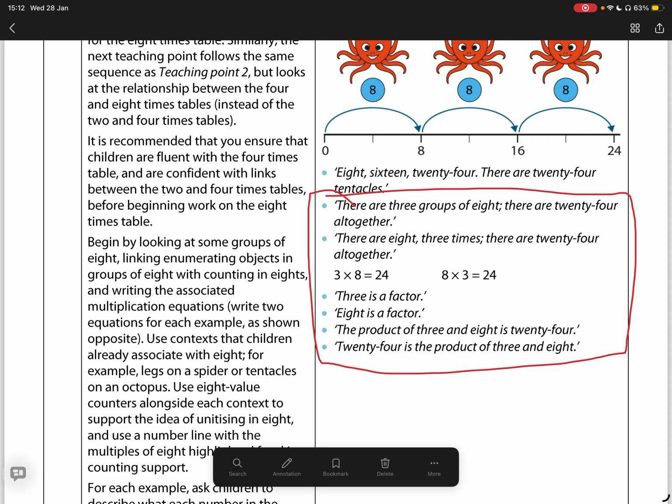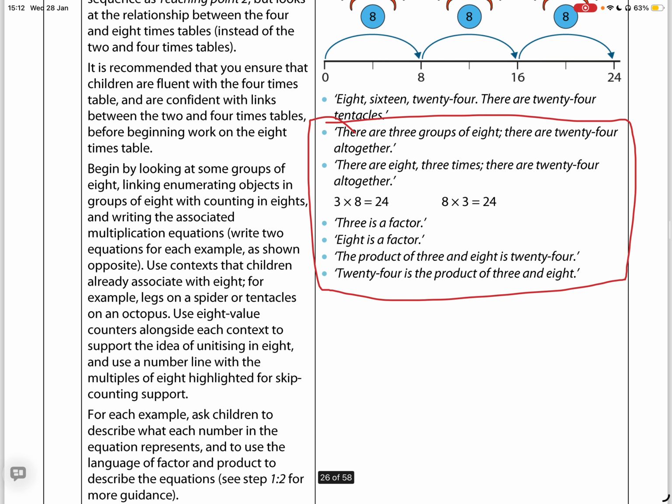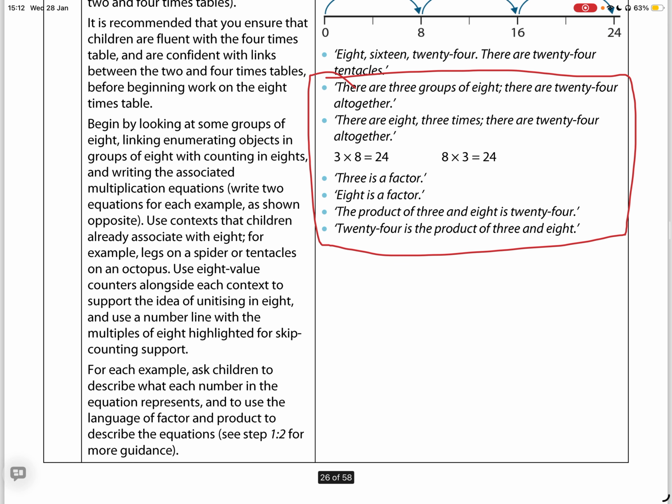The next stage would be then to look at the jumping forward and looking, when we go down here, this guidance here tells me how I'm going to teach the next maths meeting that I do around the 8 times table. And again, it's about that representation of groups of 8 and factor and product. So it's not something new. We're building on the knowledge that they've already been introduced to.